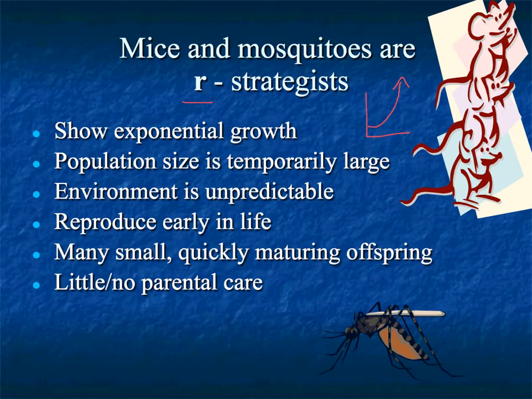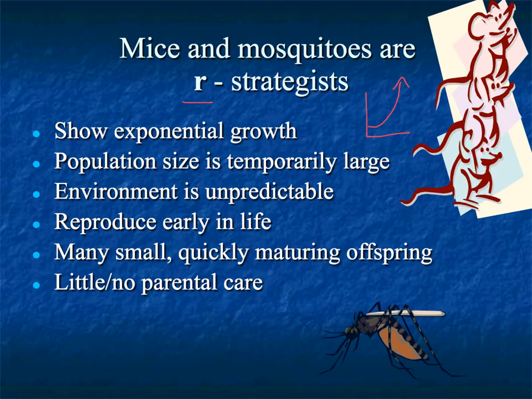These folks are often at the bottom of the food chain and have a high likelihood of being eaten by something else. Because that environment is unpredictable, and they may or may not live very long, these organisms tend to reproduce very early in life and have lots of small, quickly maturing offspring that they don't take care of.